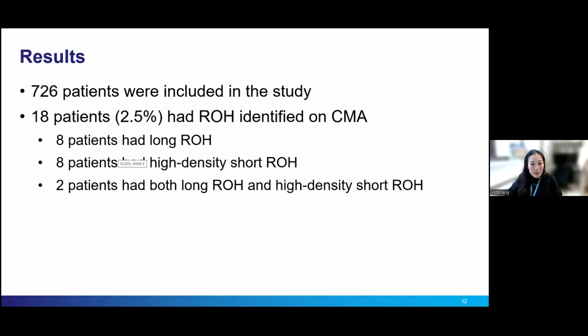Now on to the results. A total of 726 patients were included in the study, and ROH were identified in 18 patients, representing only 2.5% of the cohort. Of these, 8 patients had long ROH, 8 patients had high-density short ROH, and 2 patients had both.